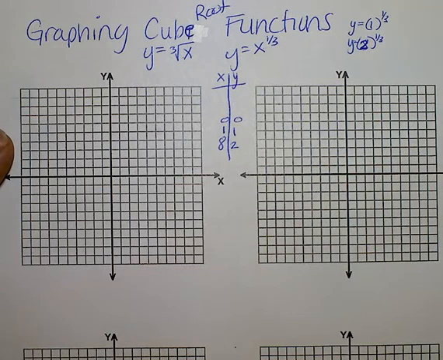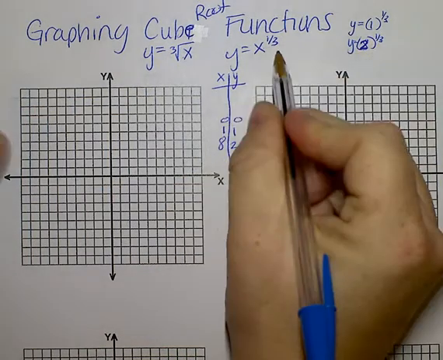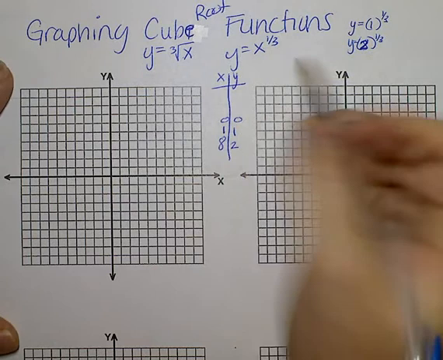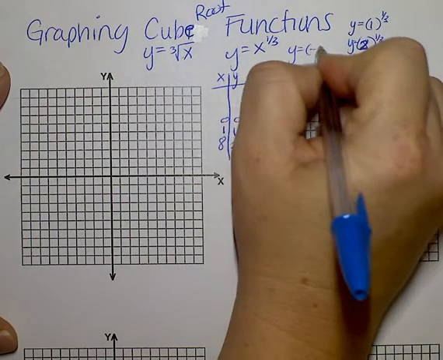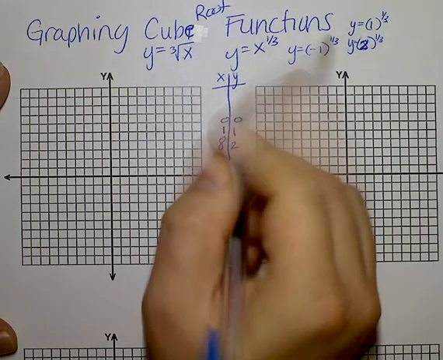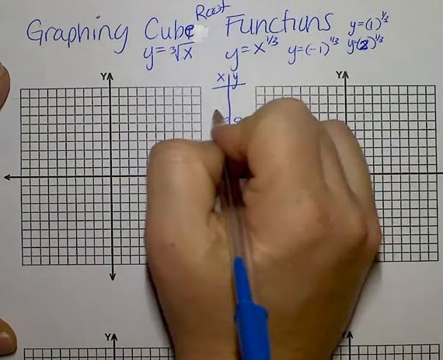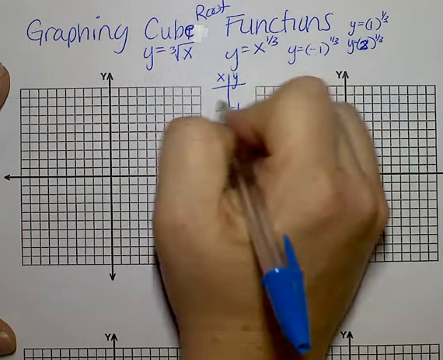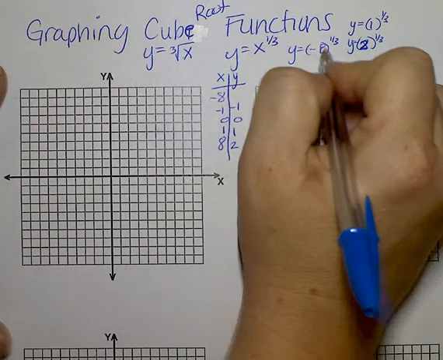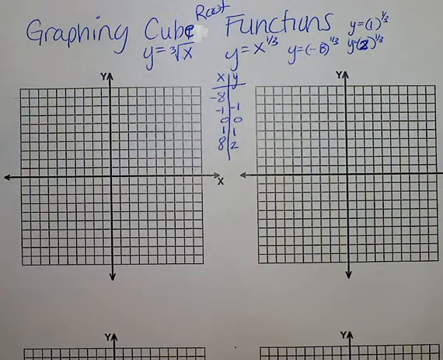The other ones we need to consider, because we have an odd root, would be negatives. What times itself 3 times gives you negative 1? Negative 1. And likewise, what times itself 3 times equals negative 8? Everything else relates back to yesterday's lesson.